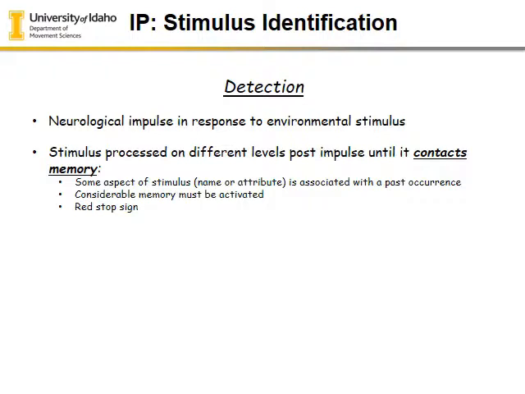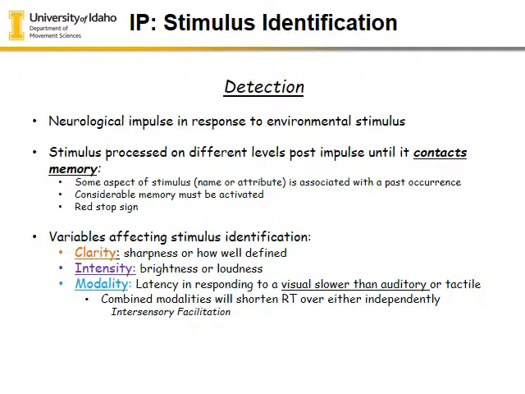The way that we process these incoming stimuli is done at different levels, until it contacts the portion of memory it's identifying or triggering, right? So there's some aspect of these stimuli that are associated with past occurrences, or not associated with past occurrences, so it takes a little longer for us to identify or process these stimuli, depending on whether or not there's a large memory associated with it.